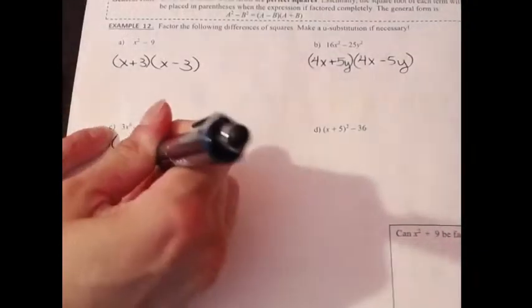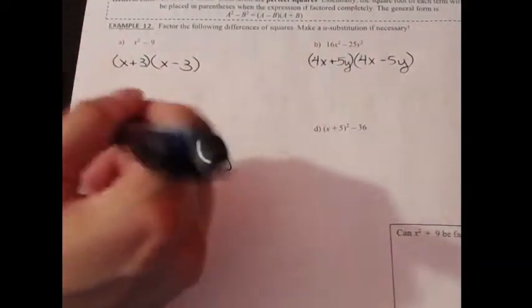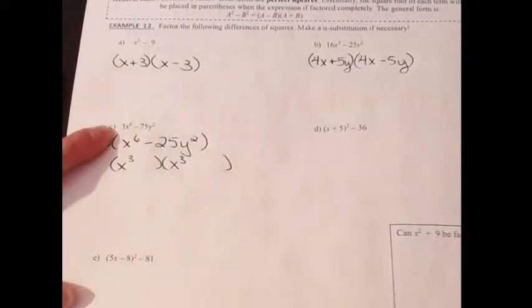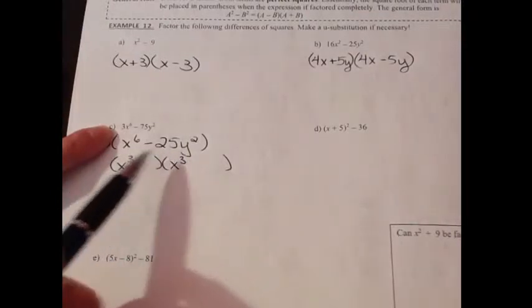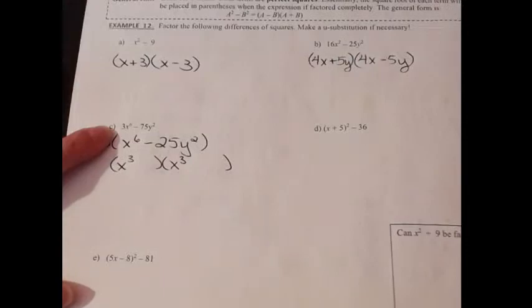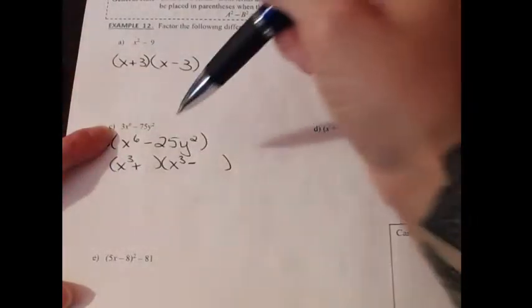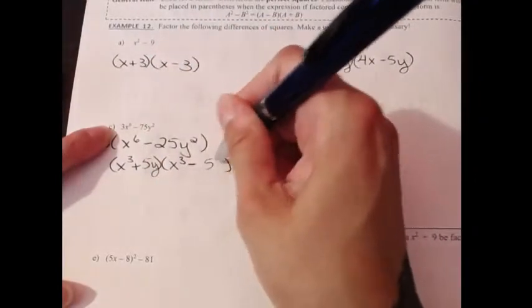Let's go ahead and factor it then. When we break down x to the 6th, we get x to the 3rd times x to the 3rd. Remember the product rule: keep the base, add the powers. x to the 3rd times x to the 3rd is x to the 6th because you add the powers. We have plus and we have minus. And then, of course, we know that 25y squared breaks down into 5y times 5y.